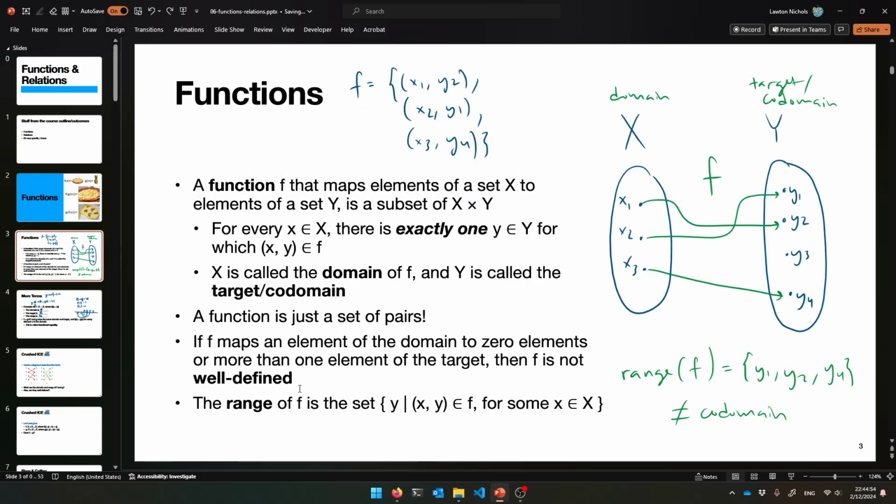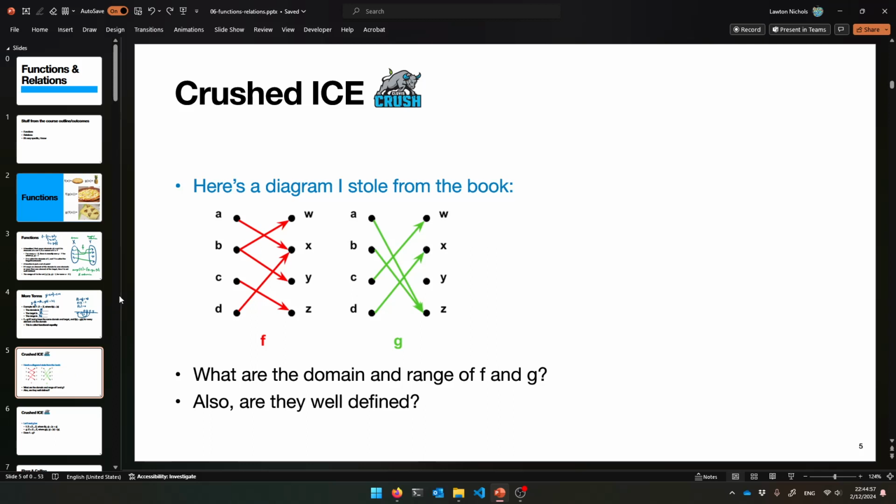Here's the definition of well defined again. Give that a try, and then I'll show you the answers. All right, F is mapping stuff from the left to the right. The same with G as well. The domain of both F and G is just the things that are being mapped, the things on the left side of an arrow. So A, B, C, and D are the domain for both F and G.